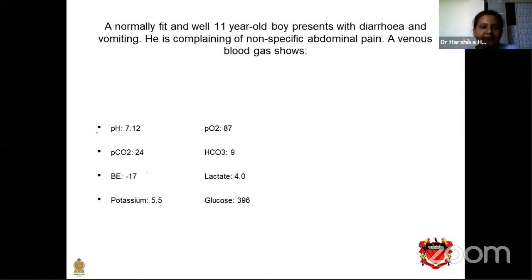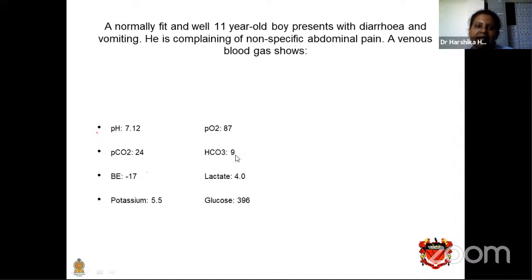Remember your 2 steps. First step is to look at your pH. The pH is 7.12, well below your normal 7.35 to 7.45. So you know this is an acidosis. The second step is to look at your CO2 or the bicarbonate. CO2 is 24, which is low, and bicarbonate is low. In an acidosis, the CO2 should be high and the bicarbonate should be low. So the bicarbonate is low, but the CO2 is also low.